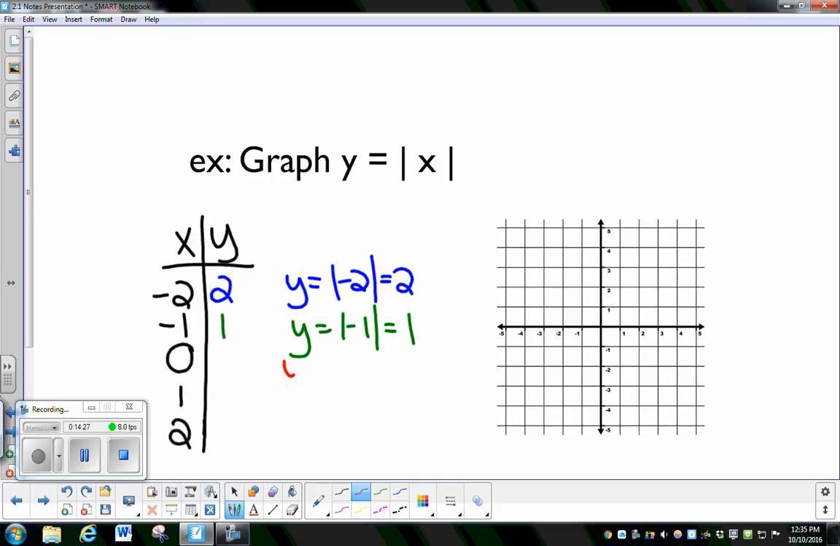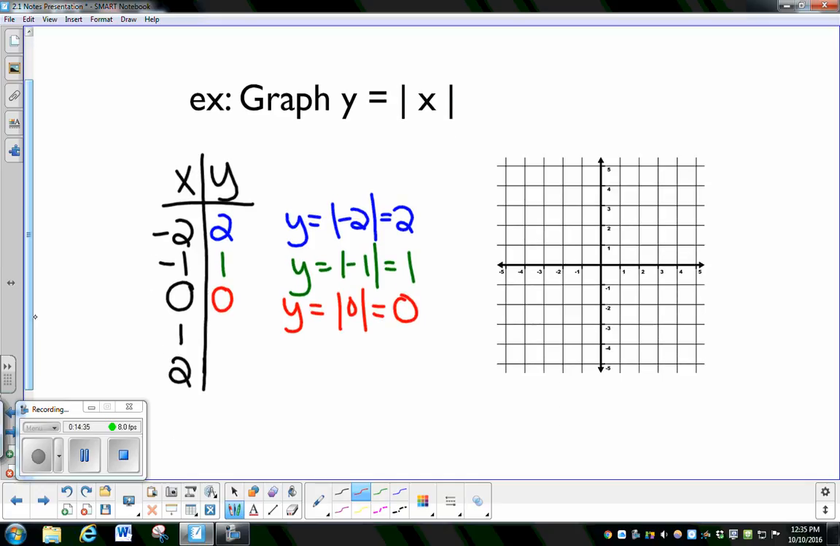Now I'm doing that y is the absolute value of 0, and remember that's 0 because absolute value means distance from 0. So it always turns positive because distance cannot be negative. And then last, we're going to take the absolute value of 1, which is 1, and then the absolute value of 2, which is 2.